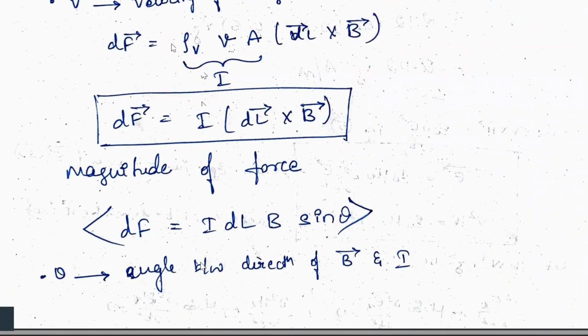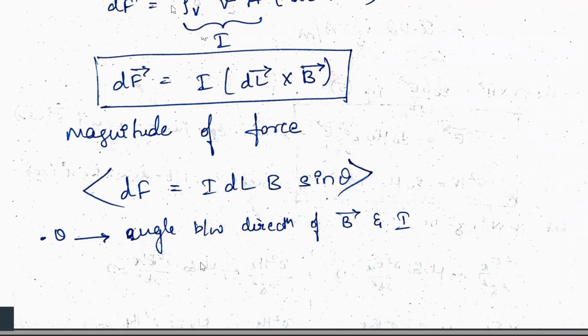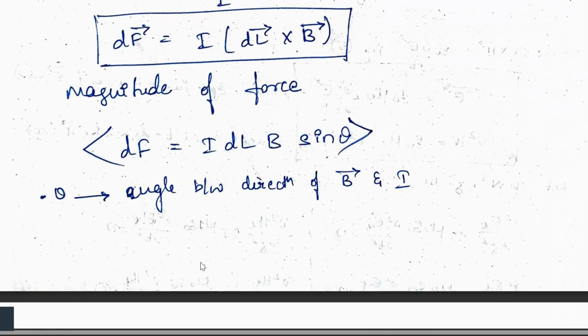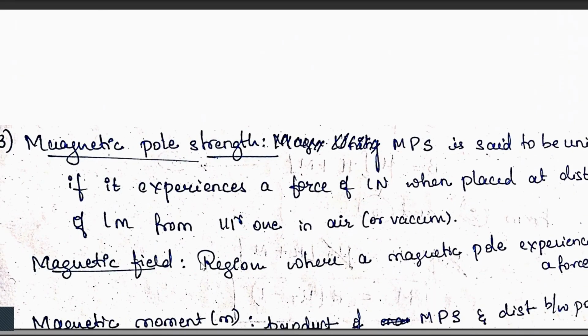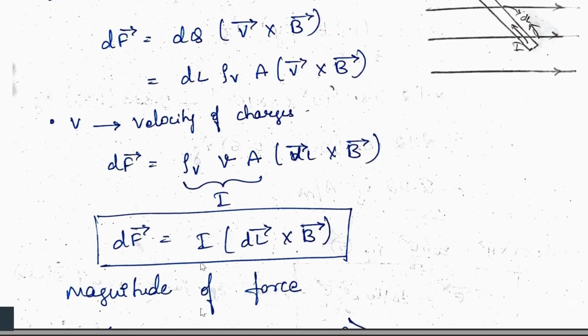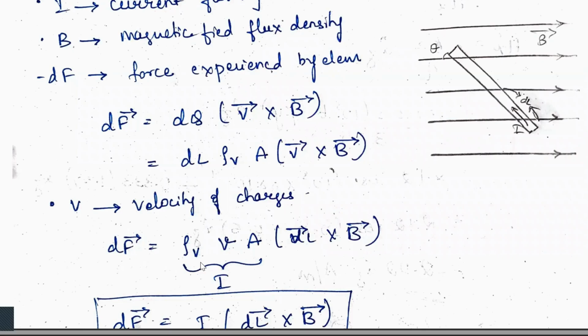On finding the magnitude of force, dF is equal to I dl B sine theta, where theta is the angle between the direction of B vector and I. This was all about the two main important derivations which are expected in this module.